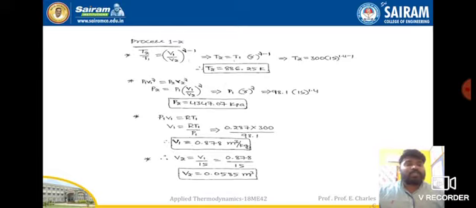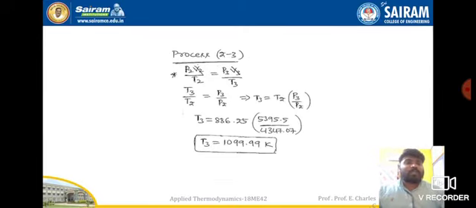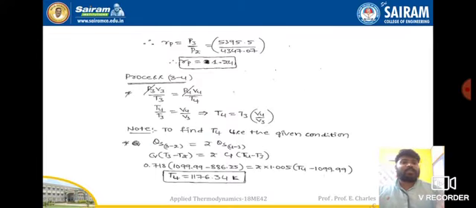So nothing is changed when you compare this with the other cycles. All these things will remain the same. That is why I will not take much time to explain this. Next, move on to the 2 to 3 process. Here P2 V2 by T2 is equal to P3 V3 by T3. Here the volume terms will be the same, so that is cancelled. With this, we'll find out the T3 temperature.